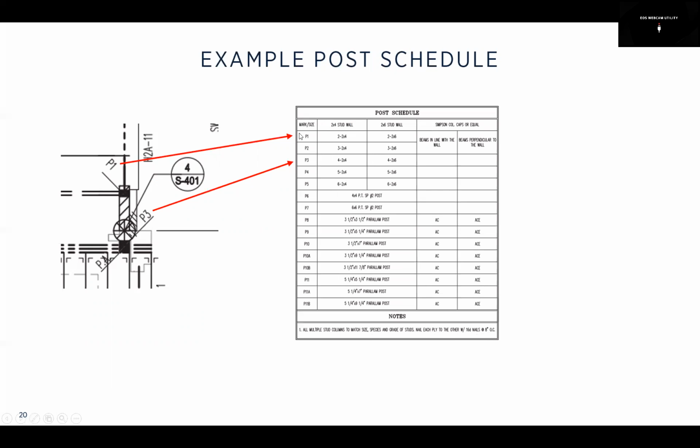So this post schedule is going to tell us the size of our posts, whether they're parallams, metal, wood, whatever. It's also going to tell us how to put them together. So each ply would be an additional 2x4 or 2x6. This will be on the final exam, identifying posts and headers.